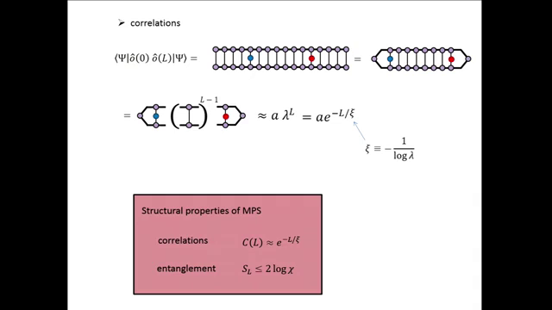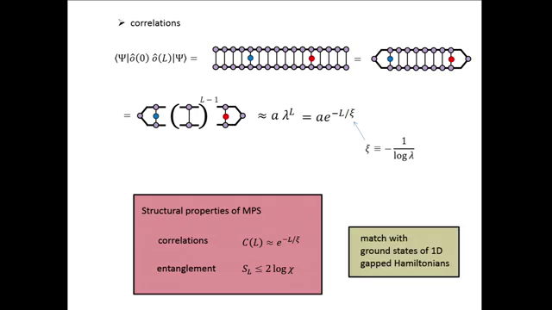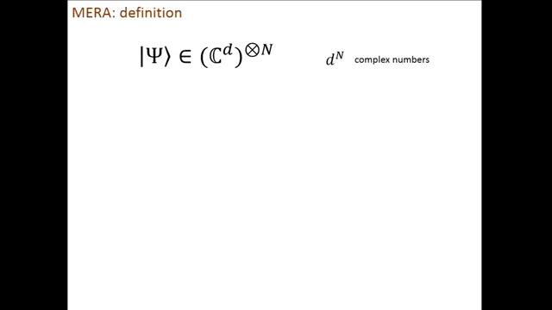Very good. The conclusion yesterday was that structural properties of the MPS, namely that correlations decay exponentially and the entanglement entropy saturates to a constant, are in one-to-one correspondence with what we had seen the week before in ground states of 1D gapped Hamiltonians. And so the idea was that perhaps this was a good ansatz for those states. Very good. So today we want to talk about another tensor network.